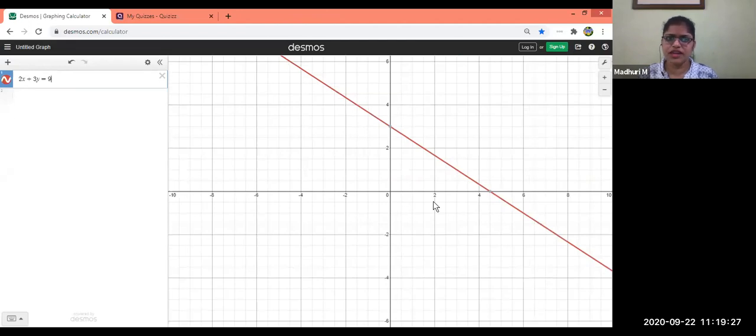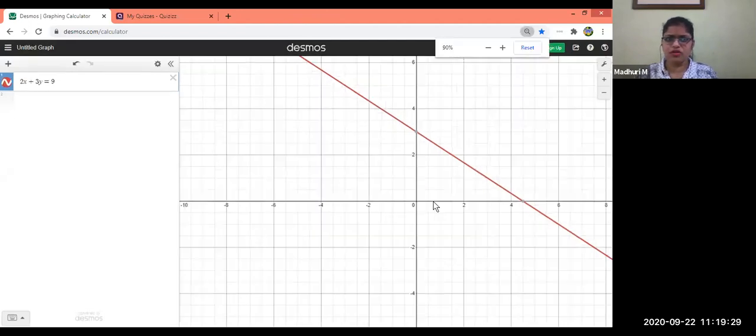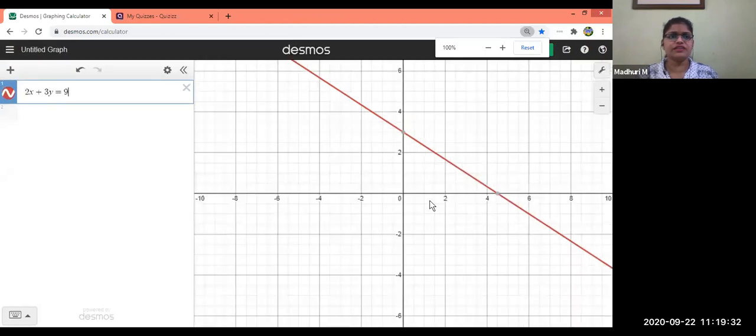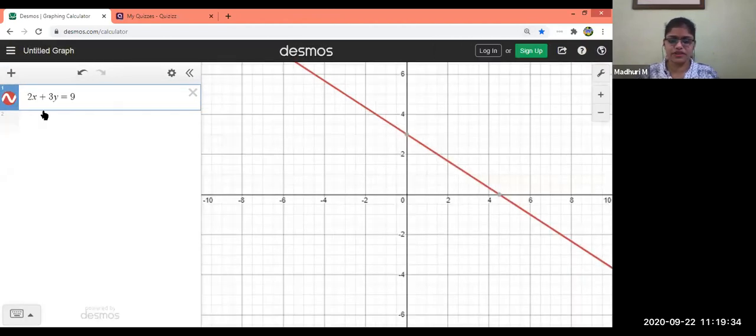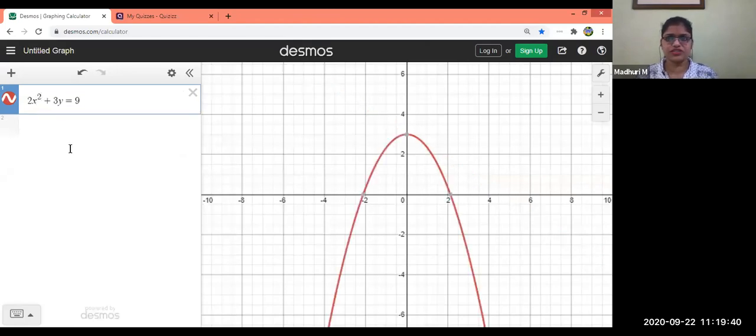Now students, let us also try out what will happen if the degree is 2. What will happen if the degree is 2? Let me change this degree. So now the equation has changed to 2x squared plus 3y equals 9. And now you can clearly see the graph has turned into a parabola, right? You can see that it is no more a straight line. It is no more a straight line, correct? So linear equations always have straight lines.